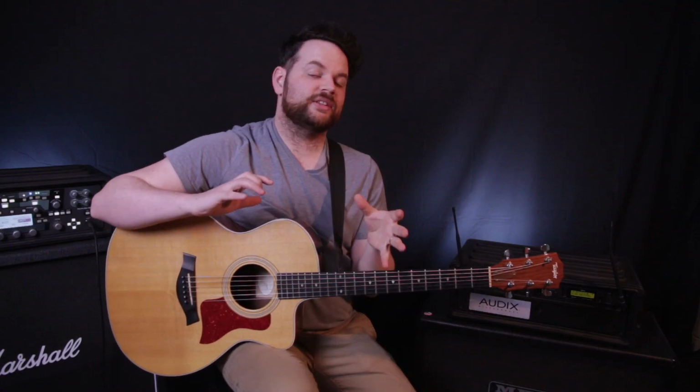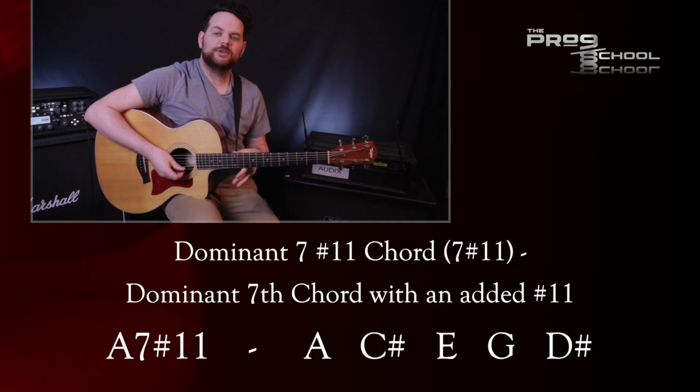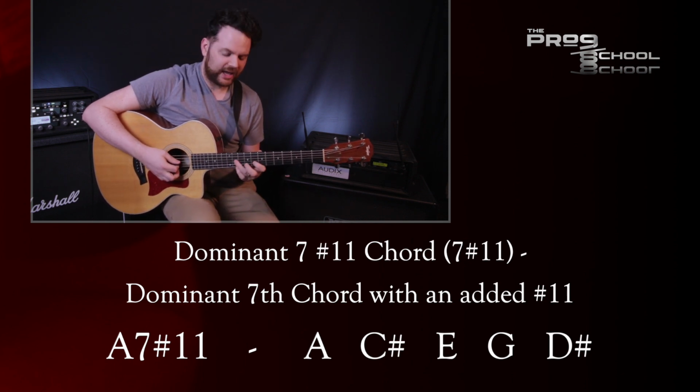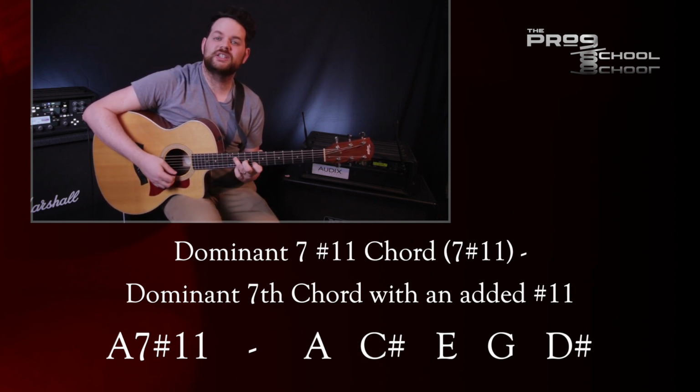This has the most dissonant sound of all of these 5 chords, but it has a really nice, unique character to it. It's built by adding the sharp 11 to a dominant 7 chord. In A, you'd have A, C sharp, E, G, D sharp.